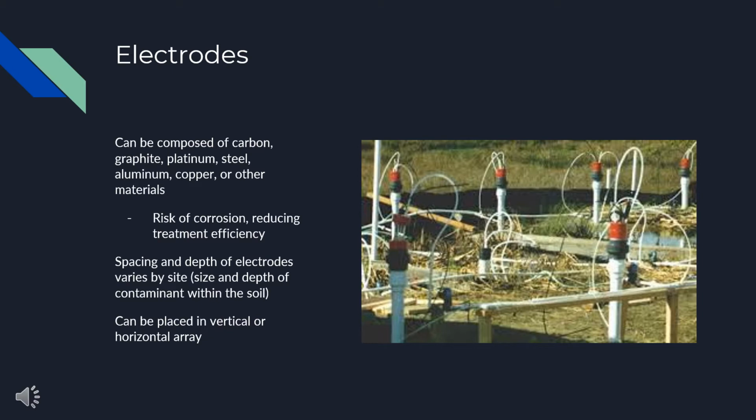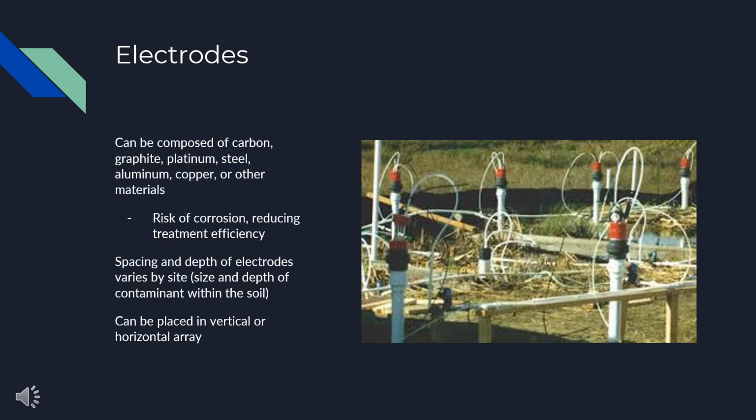The material used is subjective to the site characteristics, but generally it is preferable to use inert, non-metallic materials. This is because the metallic electrodes can corrode during treatment as a result of the water and contaminants present, potentially introducing new contaminants to the site as well as decreasing overall efficiency.